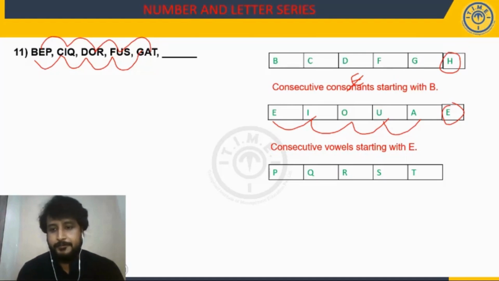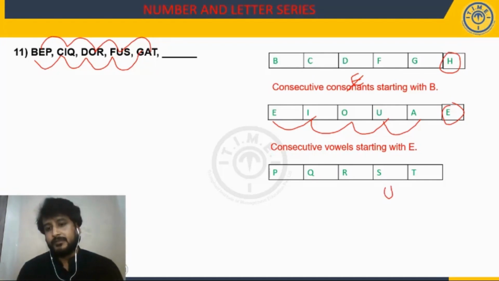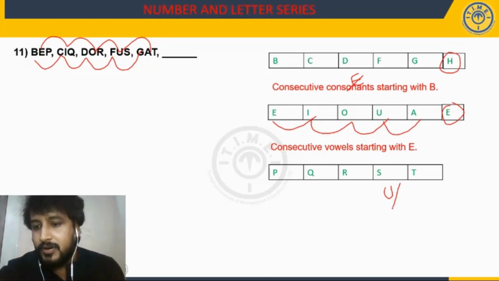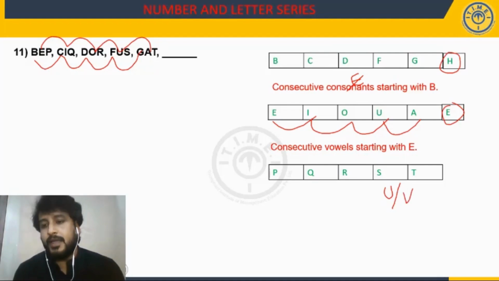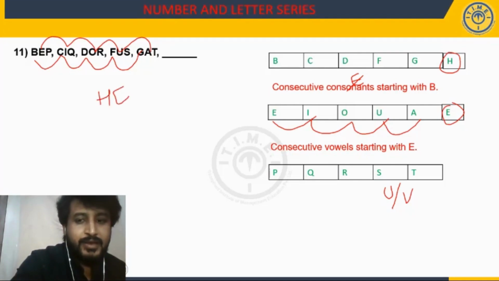Both are correct, right? Now, if I go ahead with the logic, P, Q, R, S, T consecutive letters, after T will be U. After T, U will be my answer. But if I consider P, Q, R, S, T as consecutive consonants, after T I cannot consider U because U is a vowel. So my answer should be V. So what could be my answer? It can be H, E, U, or H, E, V.